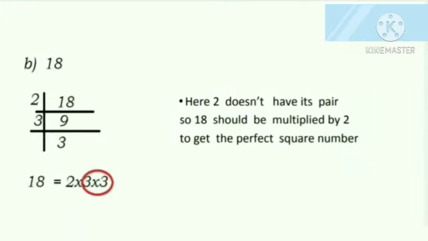Now we are going to solve the second option, option B 18. So least common multiple. So 2 we have to do the LCM. So 2 9s are 18, 3 3s are 9. Now we have to arrange these in the prime factors. 18 is equal to 2 into 3 into 3. Here 3 is having a pair. Here 2 does not have its pair, so 18 should be multiplied by 2 to get the perfect square.